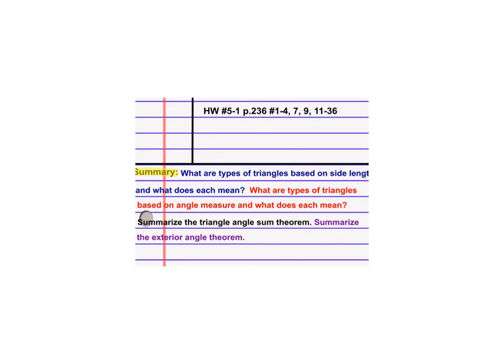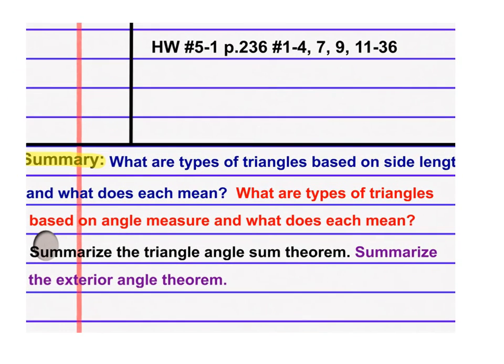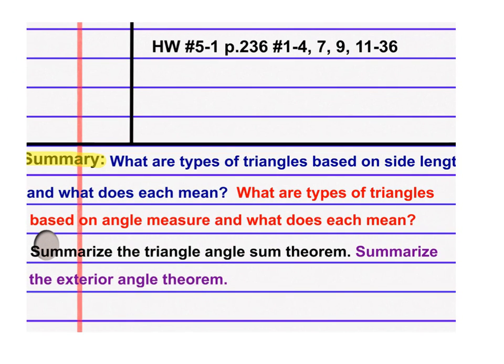That's no problem. All right, so the homework will be on big ideas. The summary is asking first to summarize what types of triangles there are based on side lengths, so talk about scalene, isosceles, equilateral. Second question, summarize the angle measures by which you can classify triangles, so acute, obtuse, and right. What is the triangle angle sum theorem? And what is the exterior angle theorem?